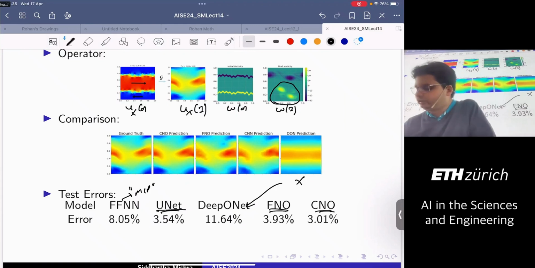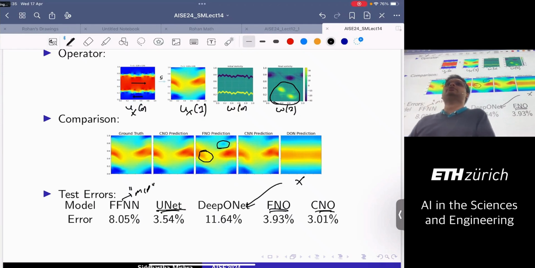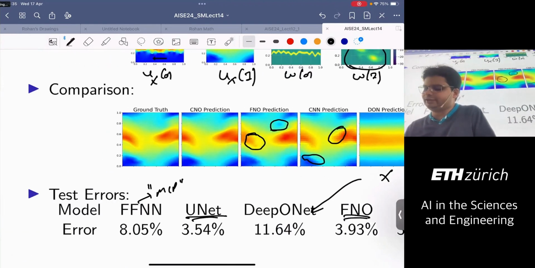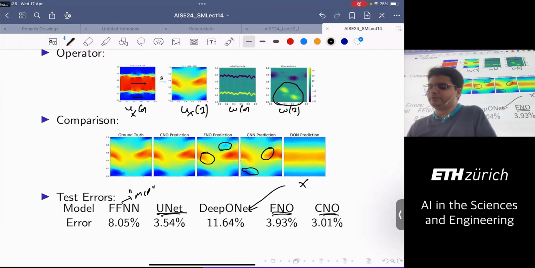Now, FNO does a good job. It has 4% error, which is reasonable here. What it does, unfortunately, is that there are some artifacts, some aliasing artifacts. For instance, this feature here, there are some artificial features here, some ringing here. This, we believe, is a sign of aliasing. UNet also has the same kind of features. It has this aliasing again. You can see here, and so on. A CNO doesn't have these things, right? It provides a good approximation. Of course, an approximation. It's not exact.